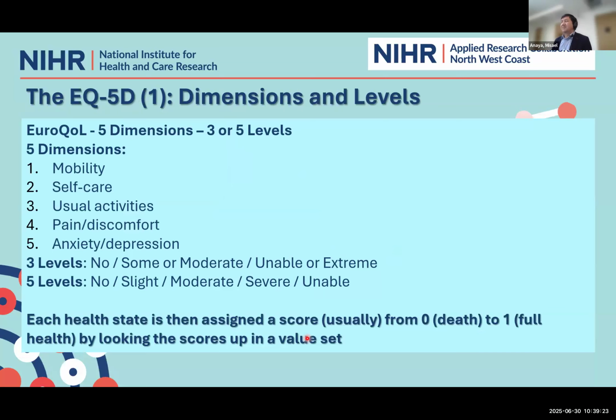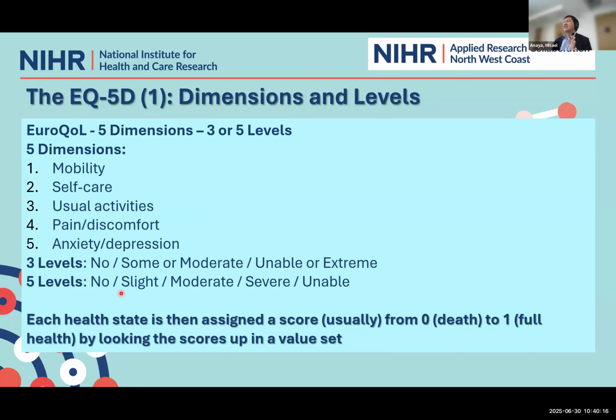The most common measure of quality of life comes from this questionnaire that is called EQ5D. This has 5 dimensions: mobility, self-care, usual activity, pain and discomfort, and anxiety and depression. And it has 2 versions, with 3 levels and with 5 levels. In the version with 3 levels, we have no problems, some or moderate problems, or extreme problems. So we have only 3 levels. And in the 5 levels, we have no problems, slight problems, moderate problems, severe problems, and unable to perform daily activities, for example.